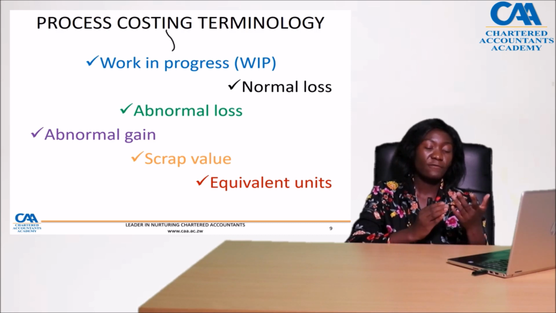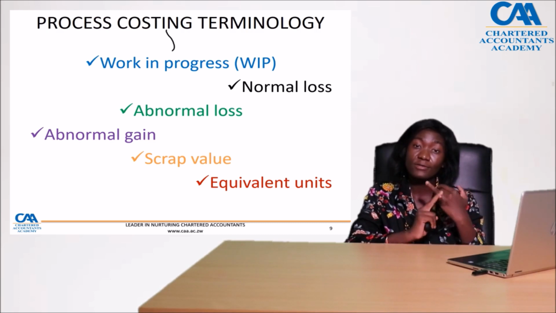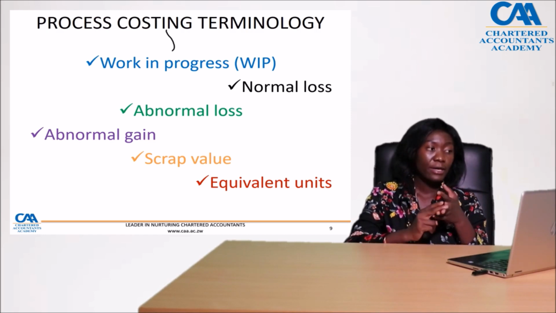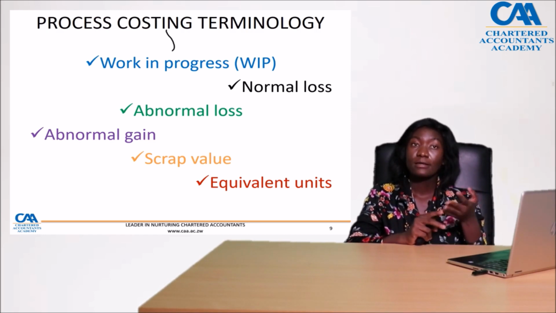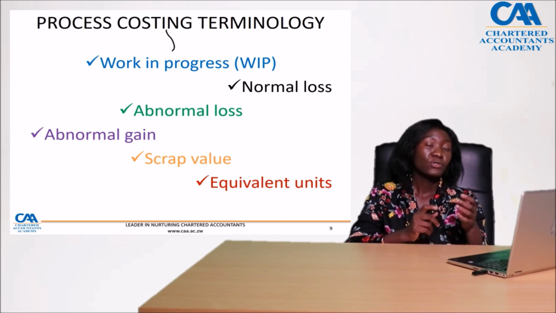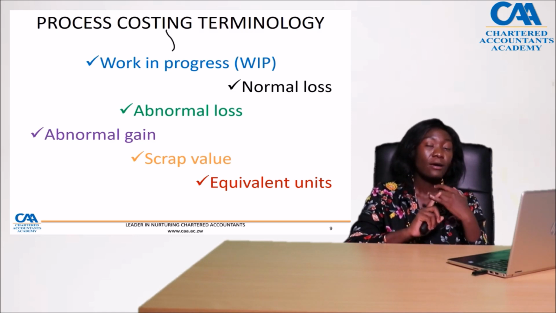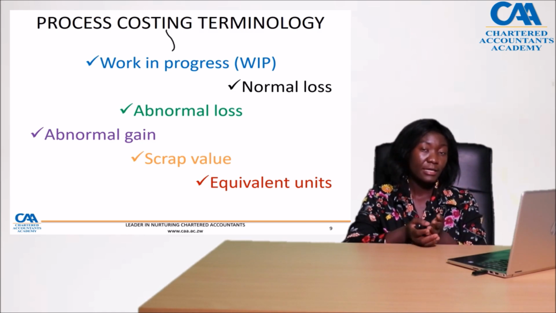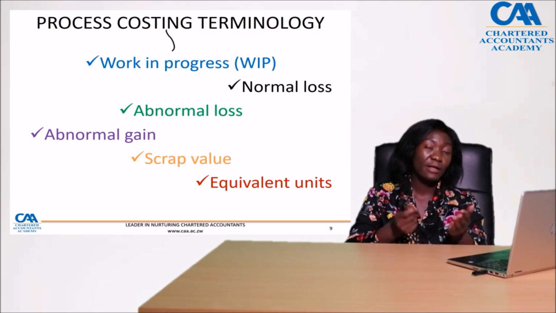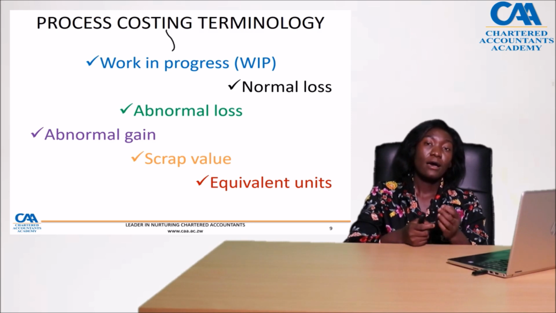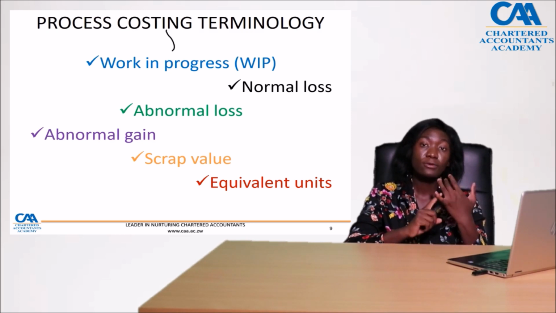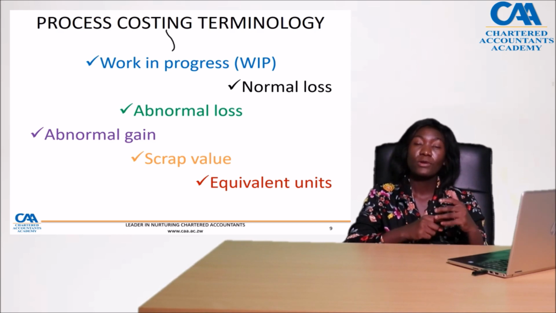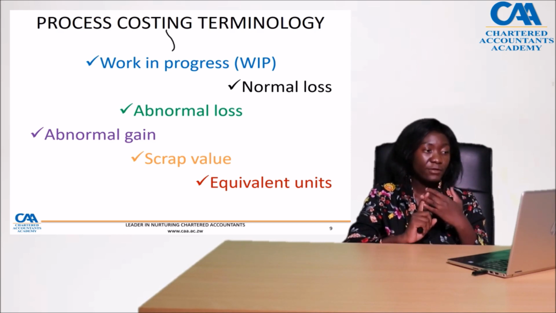Remember, we can have inventory for raw materials, we can have inventory for work in progress, and we can also have inventory for finished goods. So in relation to work in progress, we can have inventory for work in progress. Now, how can we value work in progress inventory? We can use the weighted average method when we are valuing inventory.